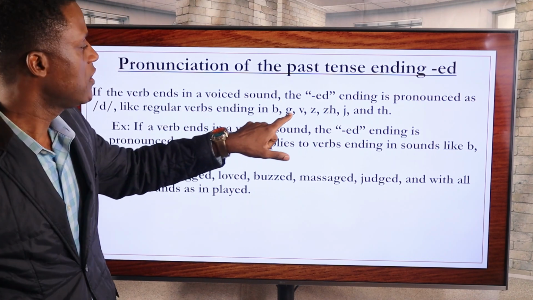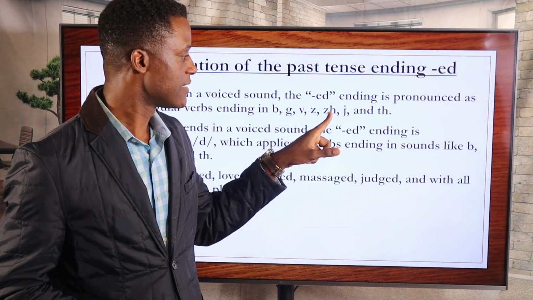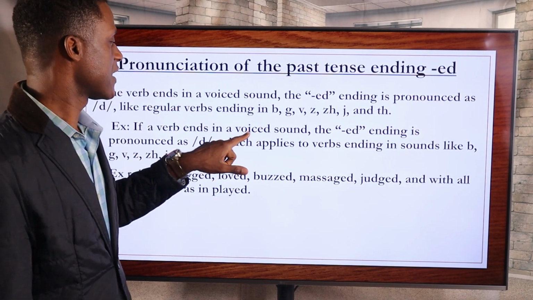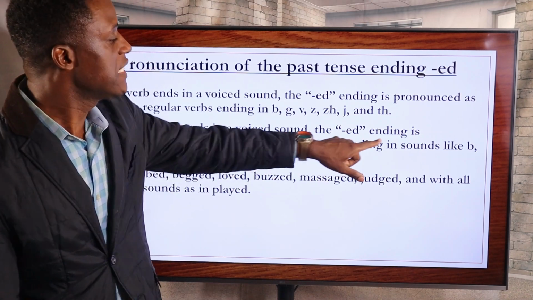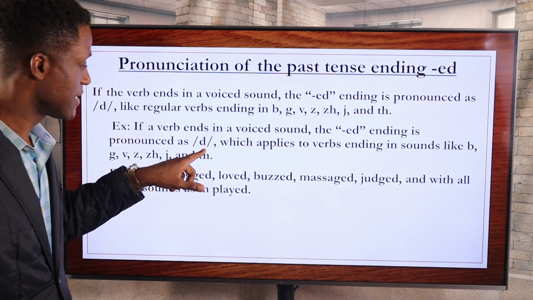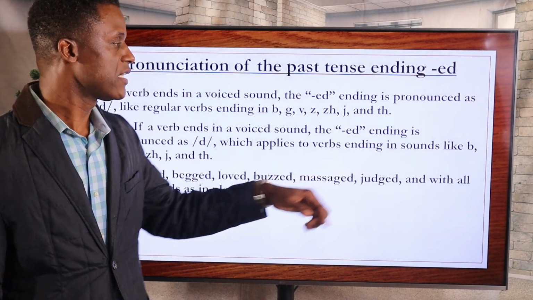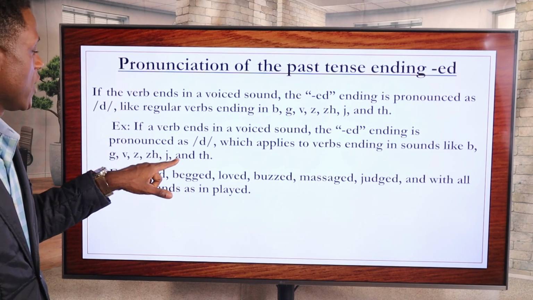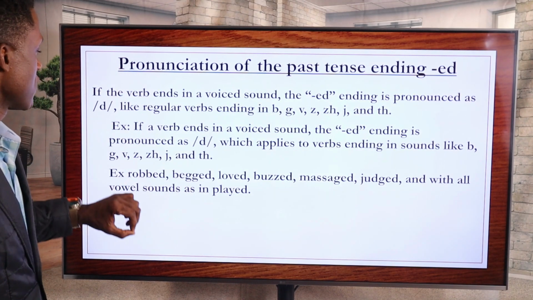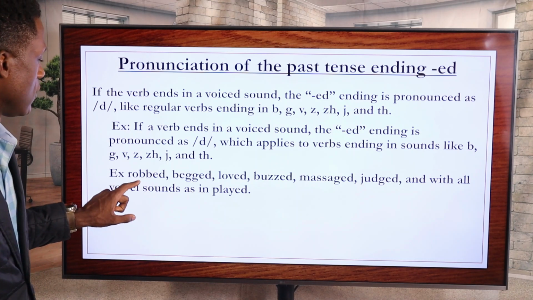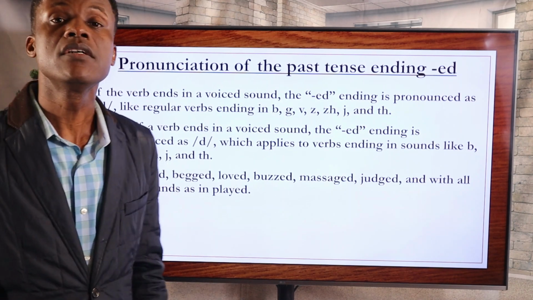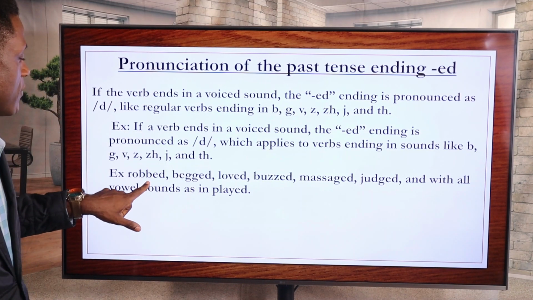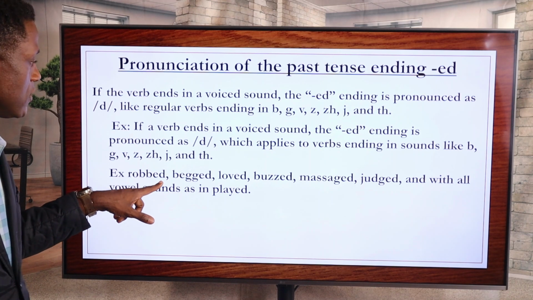So again, B, G, V, Z, ZH, J, and TH. For example, if a verb ends in a voiced sound, the ed ending is pronounced as D, which applies to verbs ending in sounds like B, G, V, ZH, J, and TH. That's pretty much the same thing I just said. For example, robbed, okay, B. So B, therefore I'm getting the D sound, like robbed.